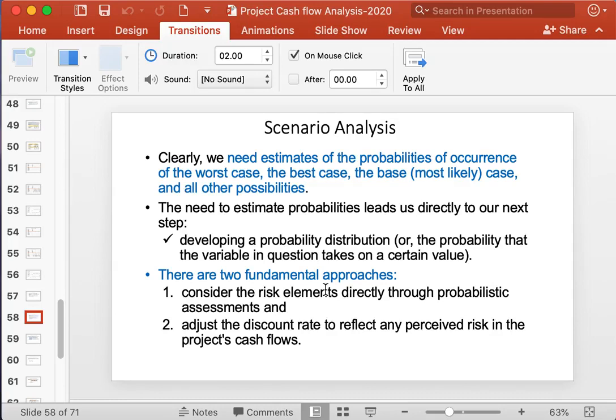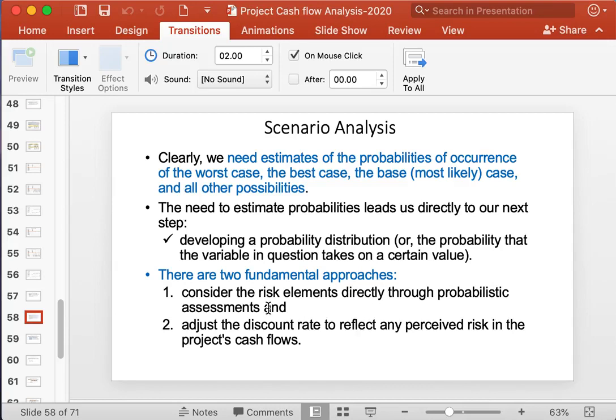From this argument, we can see that there is a need to estimate probabilities, and for that we need to develop a probability distribution function. And to do that, there are two fundamental approaches.